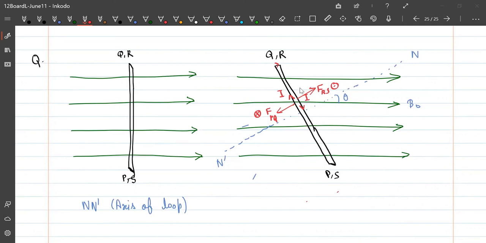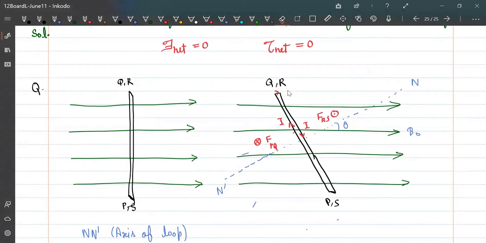So when this loop is kept at an angle, the forces on sides PQ and RS are into the plane and out of the plane. What we need to discuss here is the force on side QR and the force on side PS. So for the force on side QR, if you see, the direction of the current is into the plane, and the magnetic field is along the x-axis, that is horizontal.